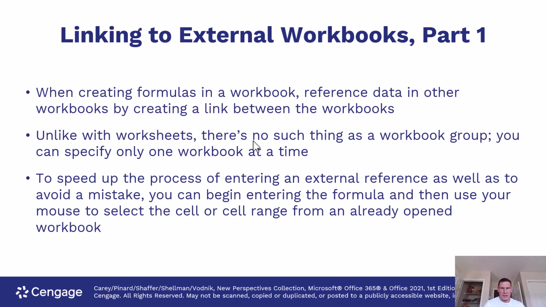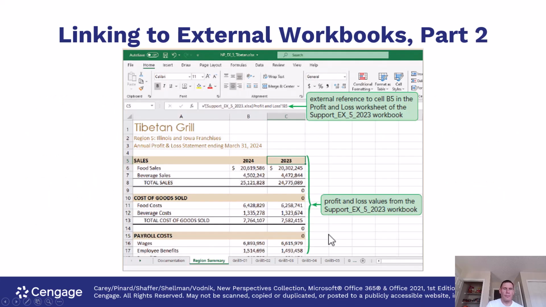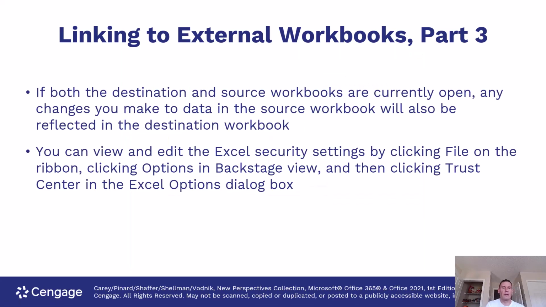Now, to speed up the process of entering an external reference, as well as to avoid a mistake, you can begin entering the formula and then use your mouse to select the cell or cell range from an already opened workbook. So here again, we can see in the address bar the external reference to cell B5 in the profit and loss worksheet of the Support X5 2023 workbook. And then here you can see below it, we've got the profit and loss values from that workbook.